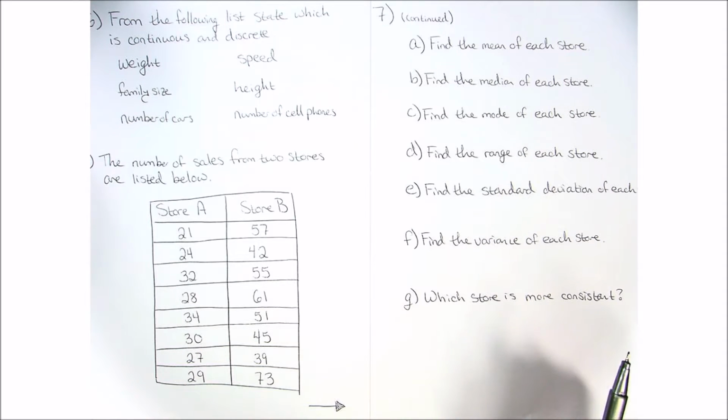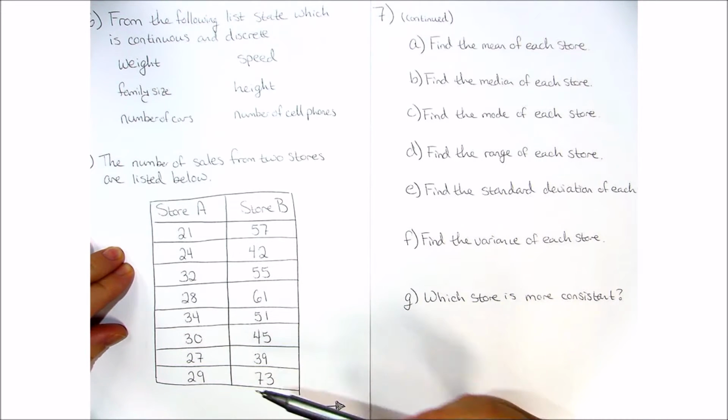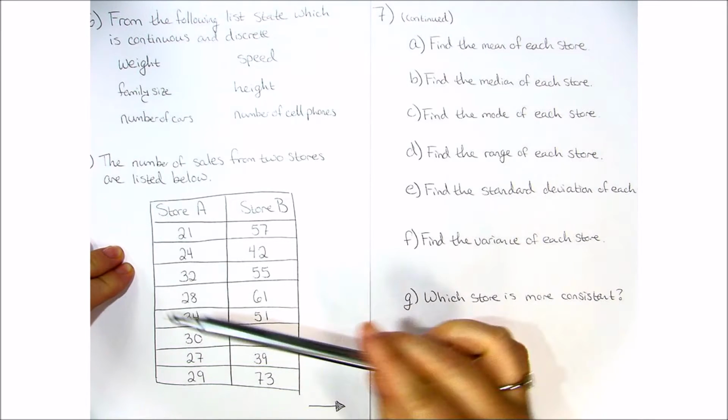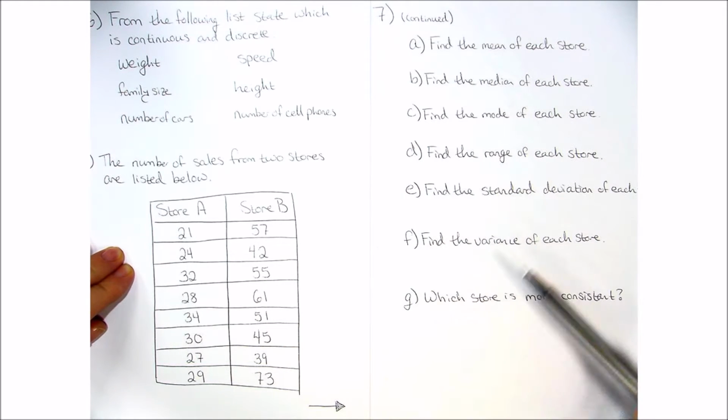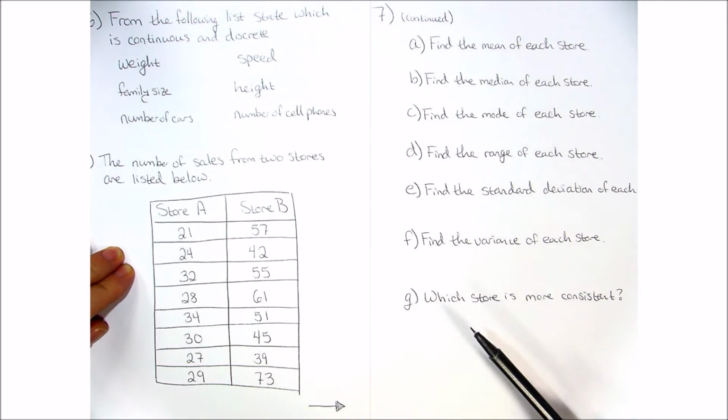Going to look at number 7 off the revision sheet. And this is kind of a difficult one because you've got 2 stores listed. And if you notice, a lot of the questions ask about each store. So what we'll do is plug in for store A and find the answers, and then we will do store B and find the answers.